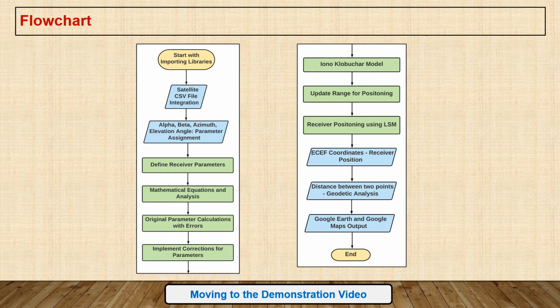The receiver positioning is then done using the least squares estimation method and the final coordinates are converted to ECEF, that is Earth Centered Earth Fixed format, and via geodetic analysis the distance between 2 points, one as the found point and another as the reference point, is carried out and the final position for the NavIC receiver is taken and shown on the Google Earth and Google Maps platform.